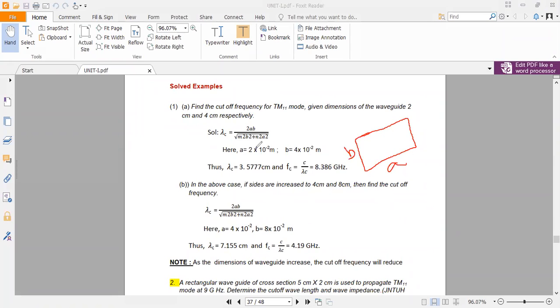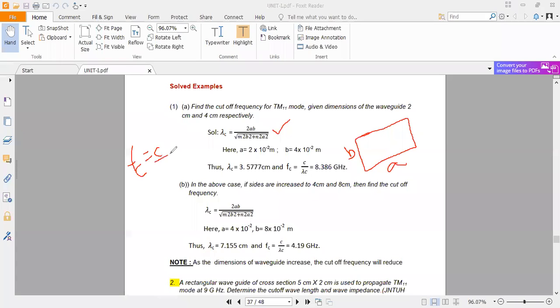Whether you remember this expression or not, we have already solved this expression. You can straight away use the formula for fc. What is the fc formula? Anybody can please tell me what is the formula for fc, the cutoff frequency? Whether it is TE or TM, for both modes it is the same. What is the cutoff frequency fc? Anybody?